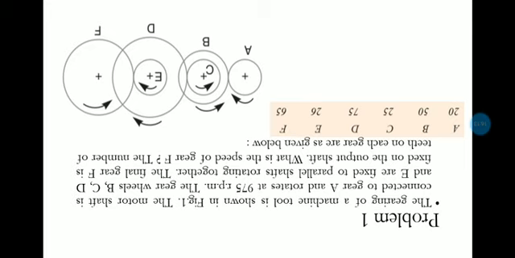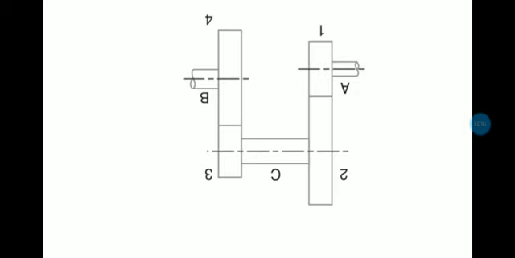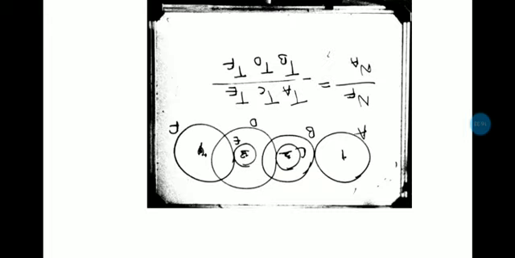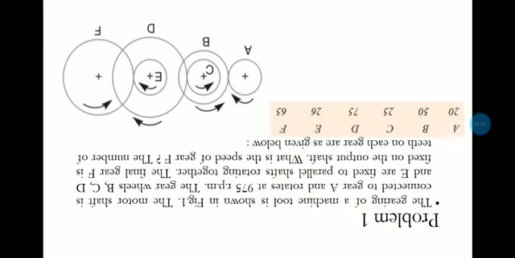Then you have to do some problems. There are 4 problems in this section. So first problem, some gearing is shown. This is a compound gear train. As you can see, B and C are on the same shaft, E and D are on the same shaft, similar to our diagram, right? Yes. Okay. Then the question is, the motor shaft is connected to gear A and rotates at 975 rpm.